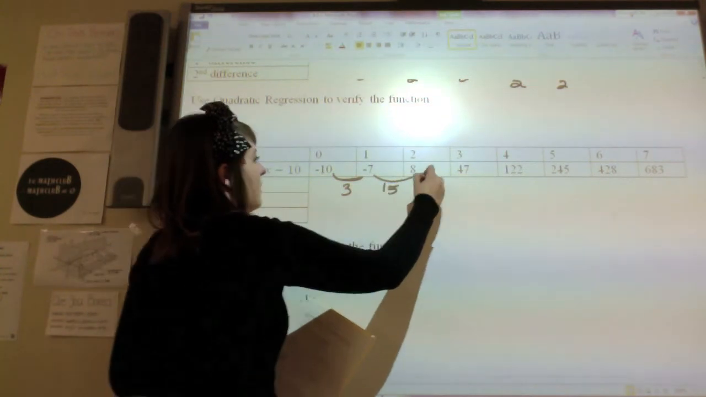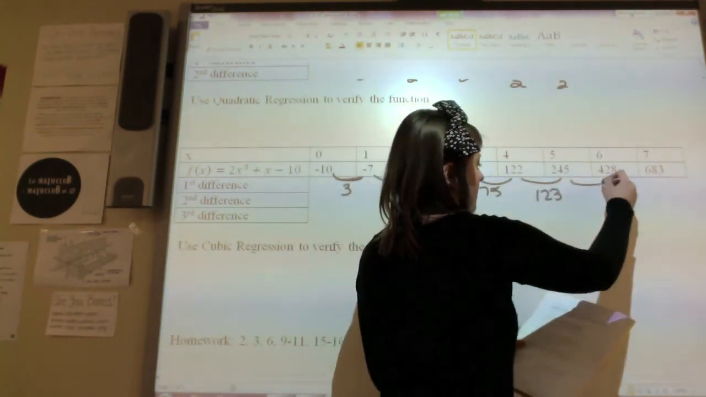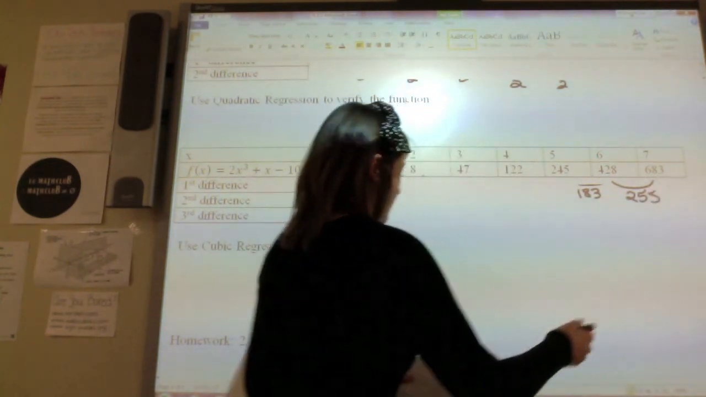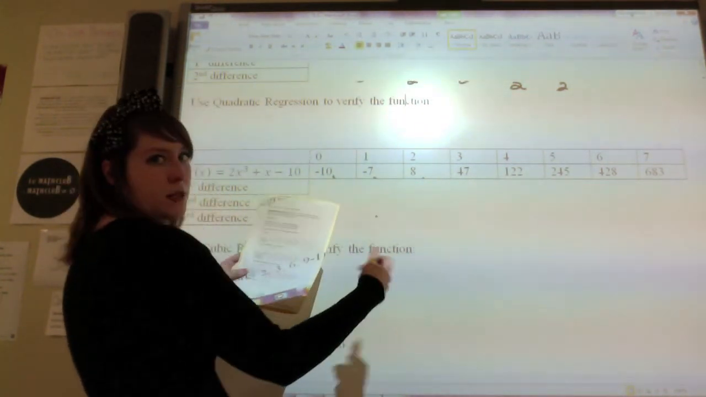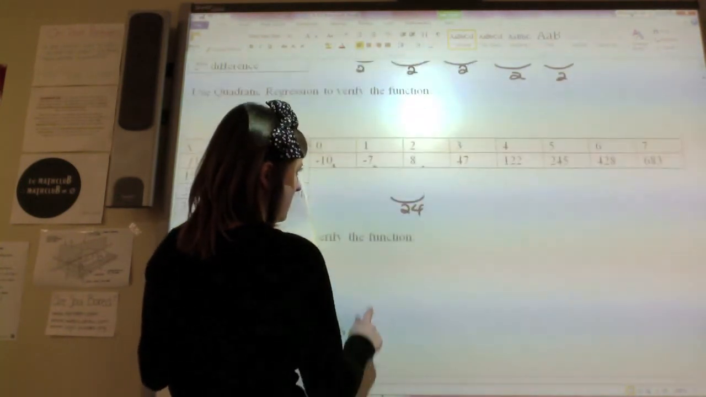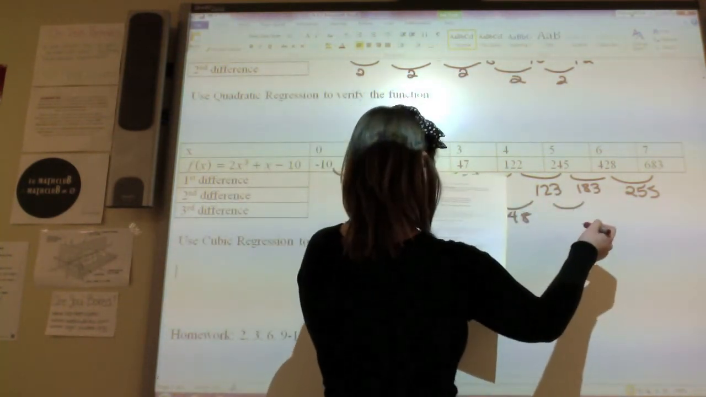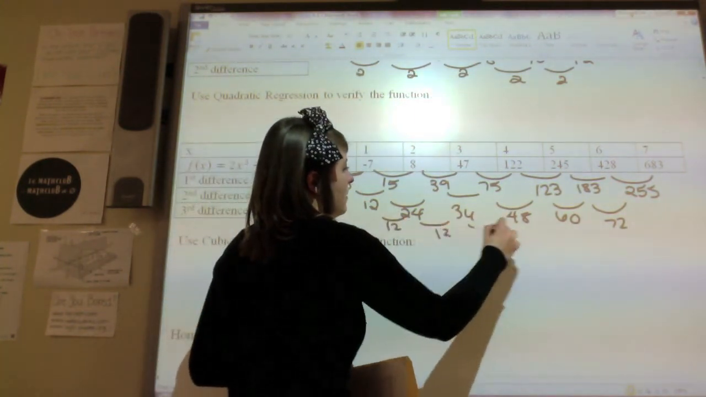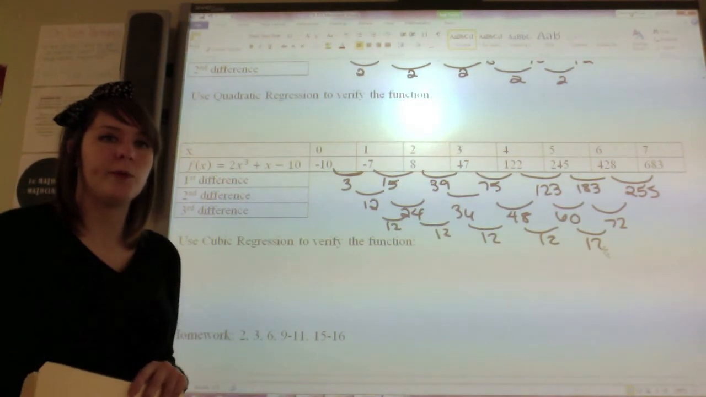39, 75, 123, 183, 255. I don't know what's happening. Okay. Then that one didn't work, so I need to keep going. And then my second degree difference didn't work either, so I need to keep going. You'll notice that you get a third degree difference. So this means that this is a third degree polynomial equation or a cubic.